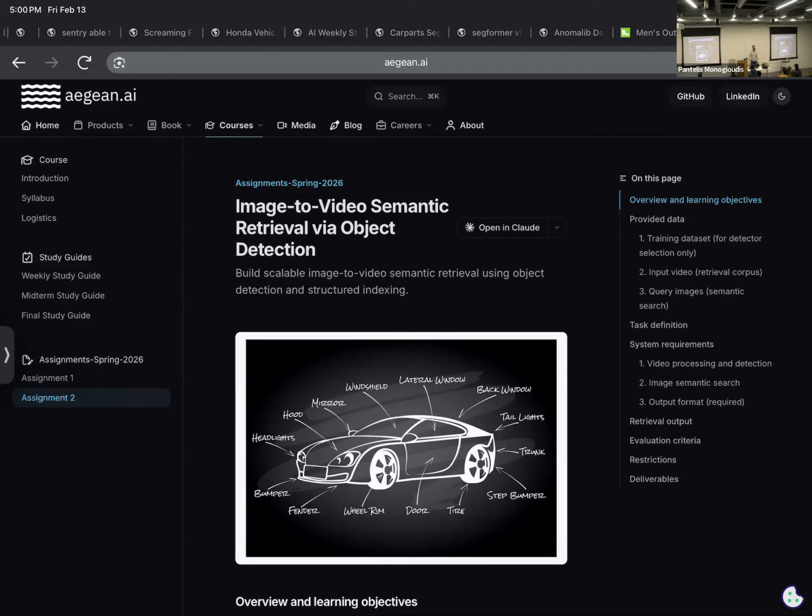Okay. All right. So what are we going to do today? Well, first we're going to start with the assignment 2 presentation. Keep some notes. There's one minor addition that I need to do sometime tomorrow on the assignment. I'll explain what this is, so keep a note of that. The next assignment is titled Image to Video Semantic Retrieval via Object Detection.